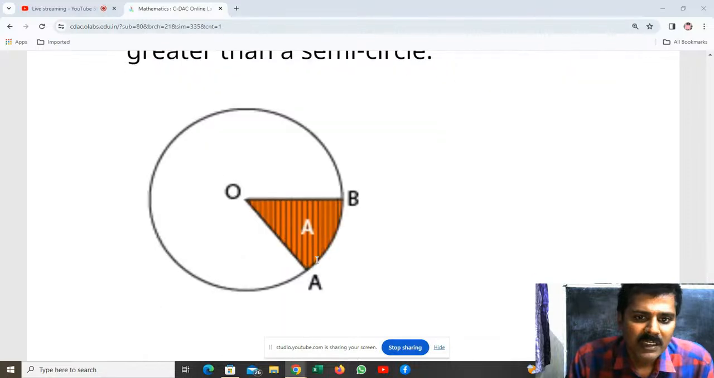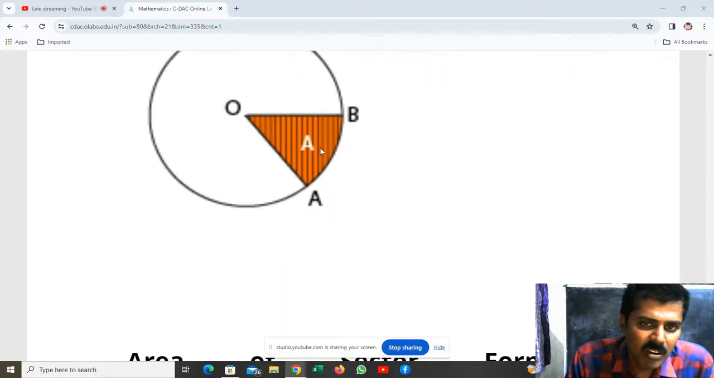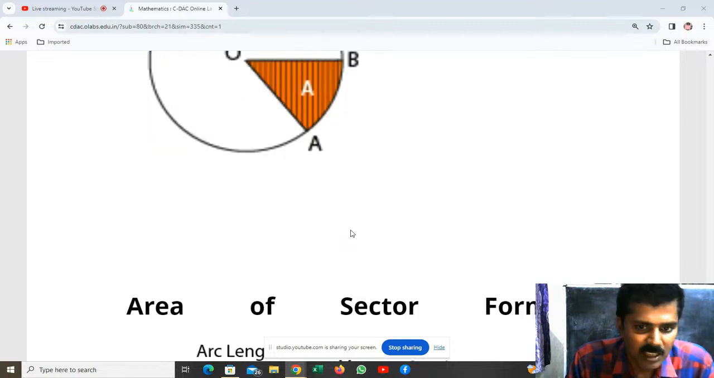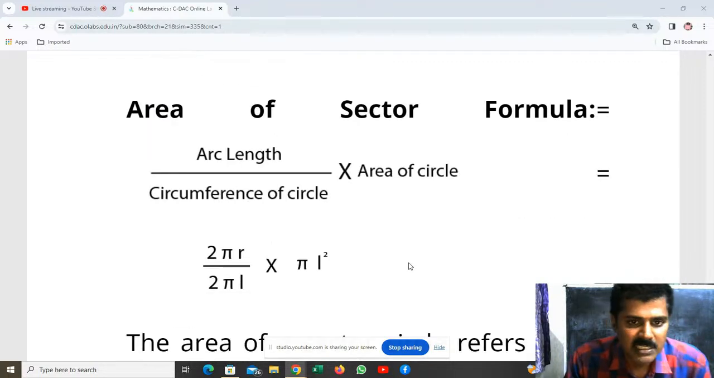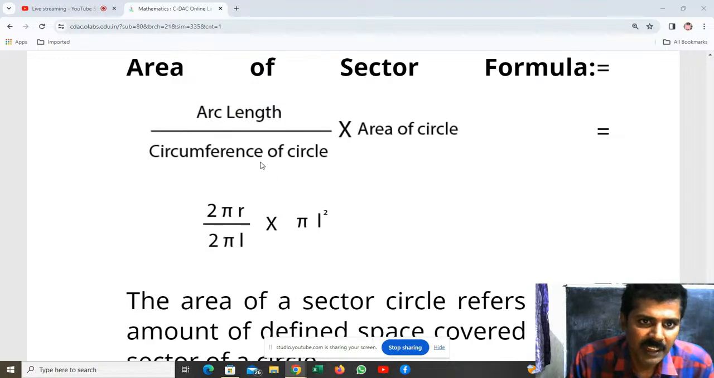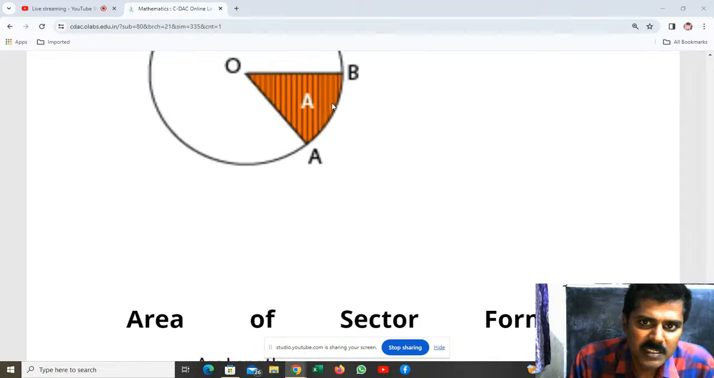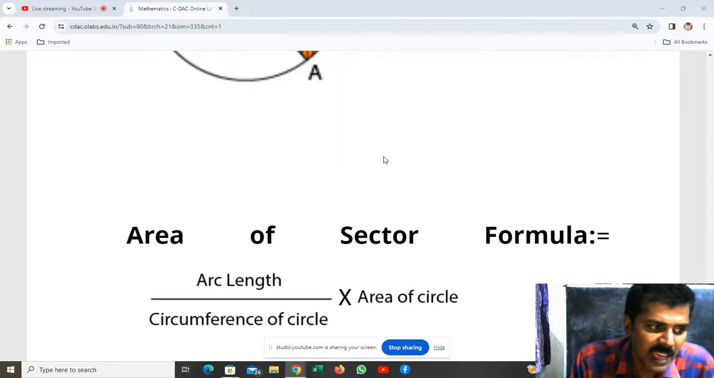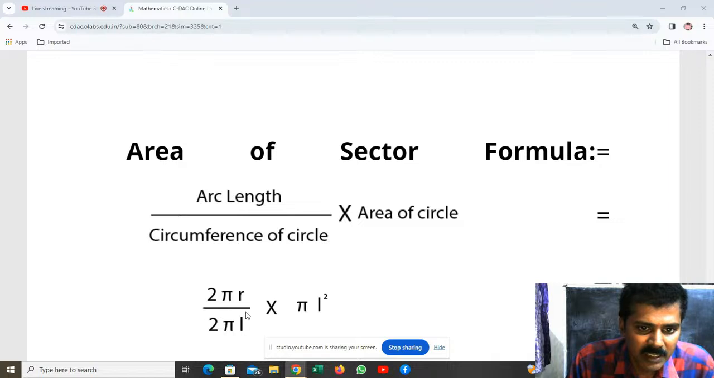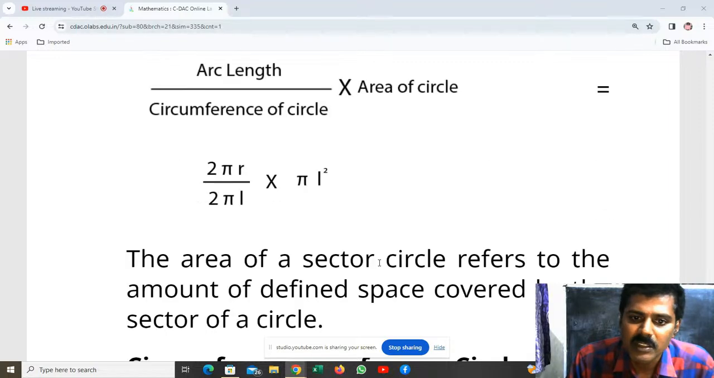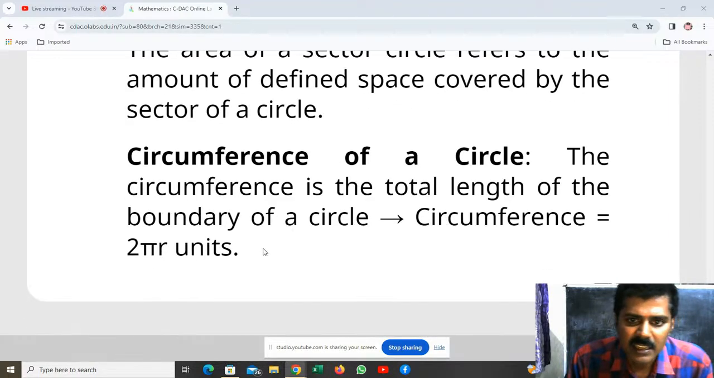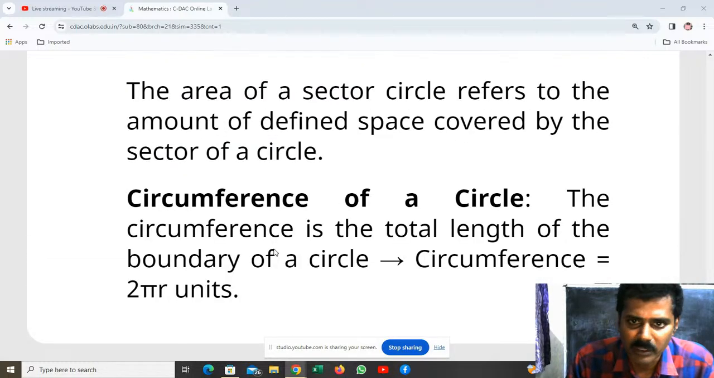Now we'll go with the area. See here, the area of the sector, you know how to find the area of the sector. Sector is nothing but the radii and the arc. The region between the radii and the arc is called sector. We know how to find the area of sector previously. That is nothing but arc length by circumference of the circle into area of circle. See, arc length, this is the arc. If you take that length as L, the circumference is 2 pi r, and into pi r square. This will be the formula for area of sector. Circumference, everybody knows that is 2 pi r units.